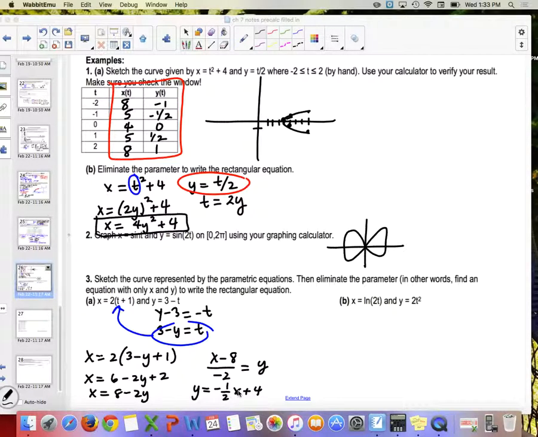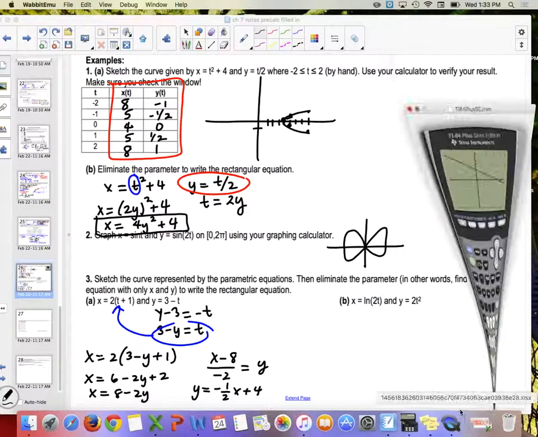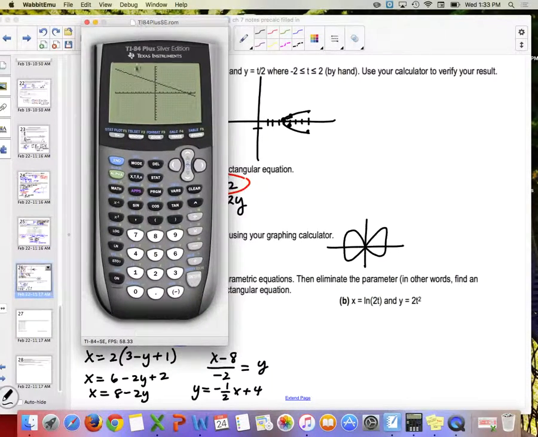All right, so this next one. If we graph this, you're going to go in here and do x equals natural log of 2t, and then y equals 2t squared. All right, so we're going to hit graph. It looks like an exponential curve, right? Like remember y equals a to the x, something like that. It has kind of a horizontal asymptote.